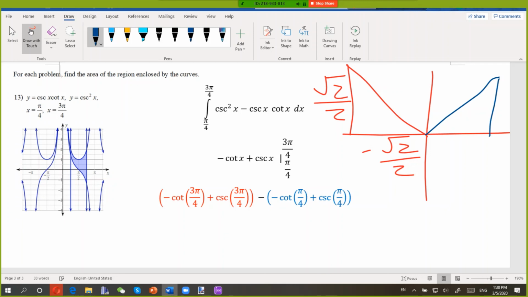Okay, cotangent is x over y. So this is negative root 2 over 2 divided by root 2 over 2. That's the same number divided by the same number, which will give me negative 1. Plus the cosecant is 1 over y, so that'll flip my y value. This will become 2 over root 2. Okay, so that's all upper bound.